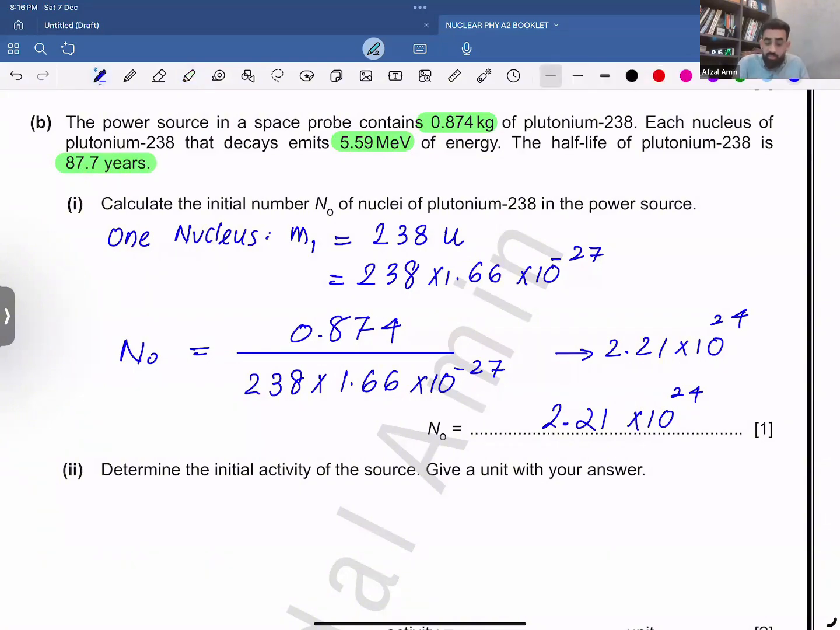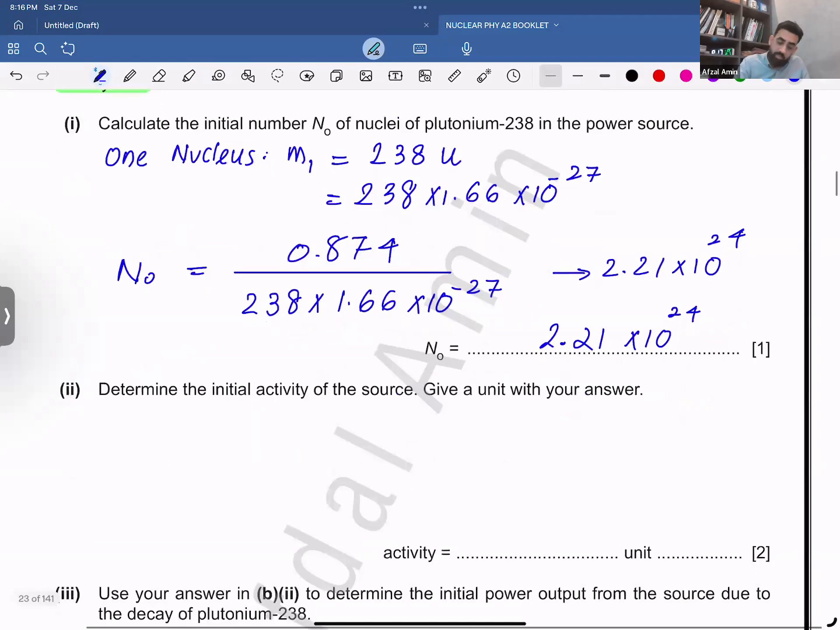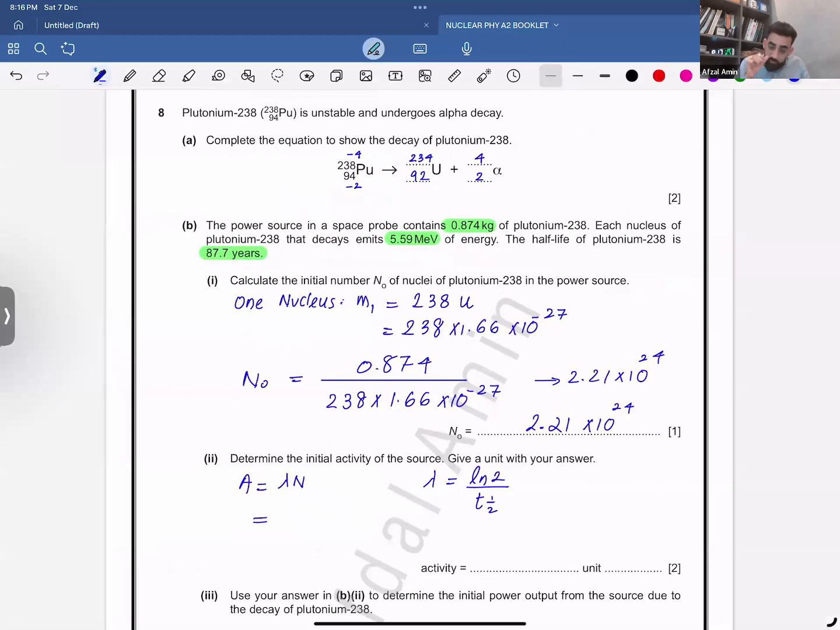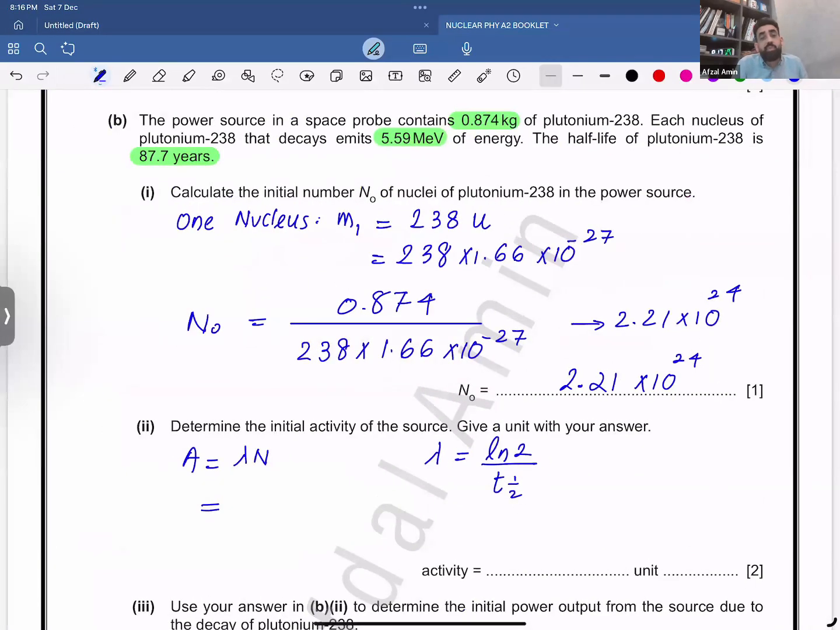My next question is: determine the initial activity of the source. To find activity, we need lambda. The activity formula, you know, is lambda N. Lambda is equal to ln 2 over half-life. You can put the values in, my dear students, and get the answer. Half-life how much? Years.